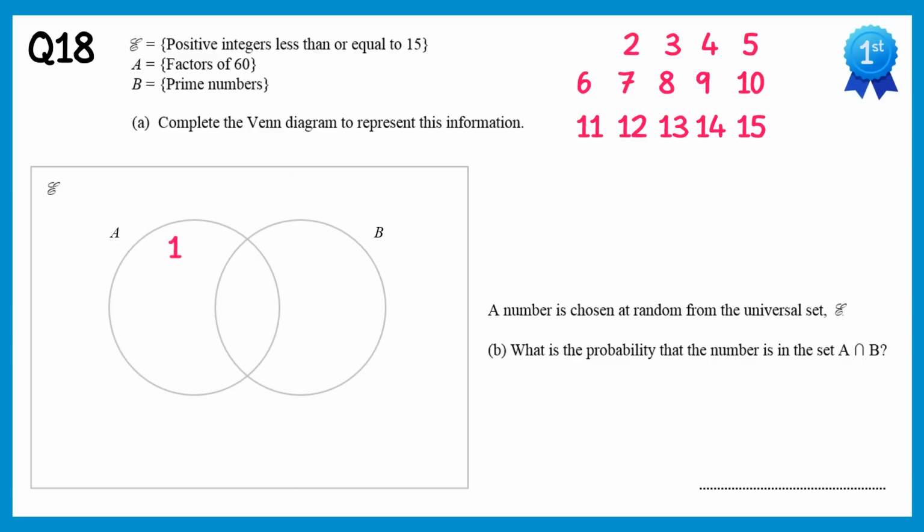Number 2 is a factor of 60, but it's also prime, so it goes in the middle. That's the same with 3. 4 is not prime, but it is a factor of 60. 5 is prime and a factor of 60, so that goes in the middle.